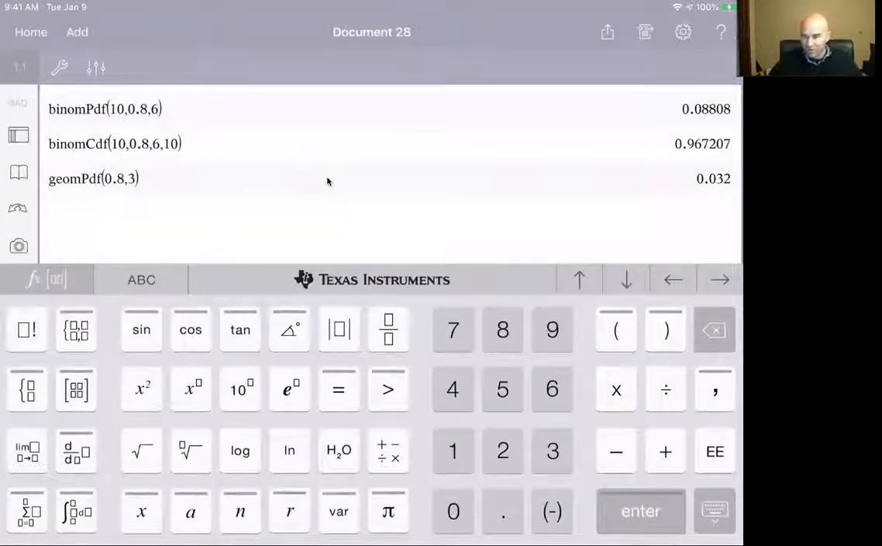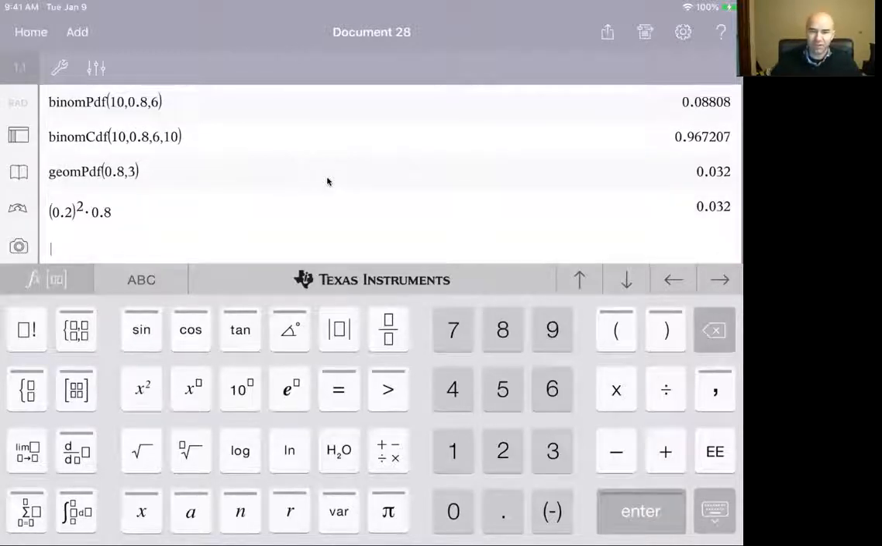Now, this one's not as helpful for us a lot of times if we're doing a PDF, because you can also do, if I'm an 80% free throw shooter, what's the probability it takes me 3 before I make one? Well, that's just me missing twice, times me making it once. And it gives you the same thing. So you miss it twice and then you make it.